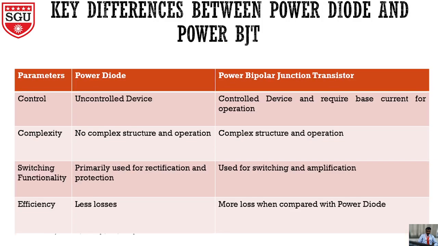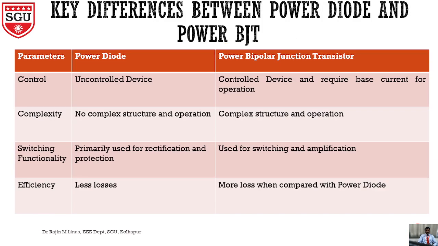Control-wise, the power diode is an uncontrolled device, but the bipolar junction transistor is a controlled device, since a small base current is required to control the device. Complexity-wise, there is no complex structure and operation in the power diode, as I have explained two slides before. The power bipolar junction transistor has a complex structure and operation. Why is the operation complex? We should have a control circuit to control the base current so that we can control it. That's why the complexity of control is more.